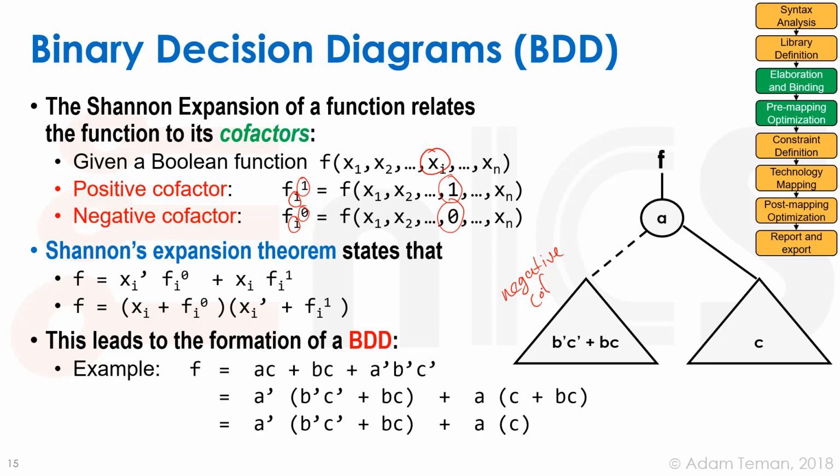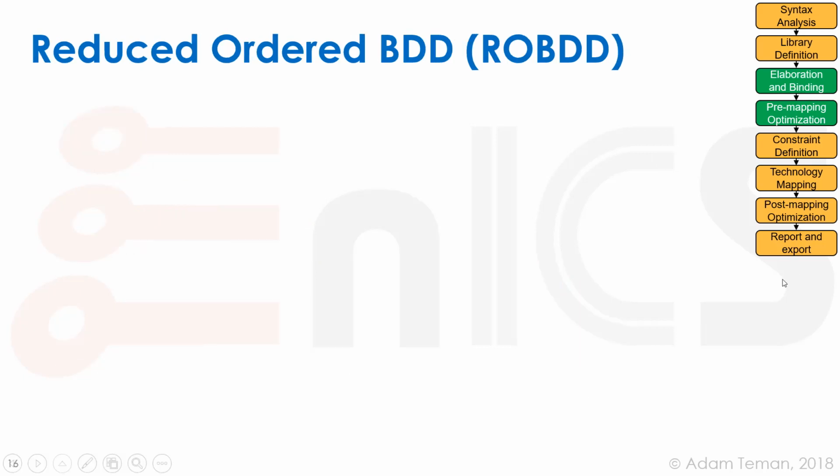Negative cofactor. And accordingly, this is the positive cofactor. So it's a very nice representation that can also give us the cofactors of a Boolean function quickly, and that is very useful for different things that we do in computational Boolean algebra. So there is a problem with BDDs.